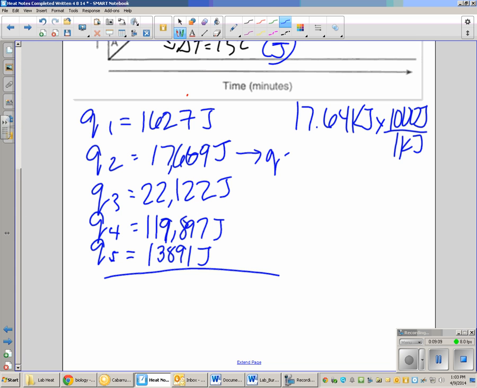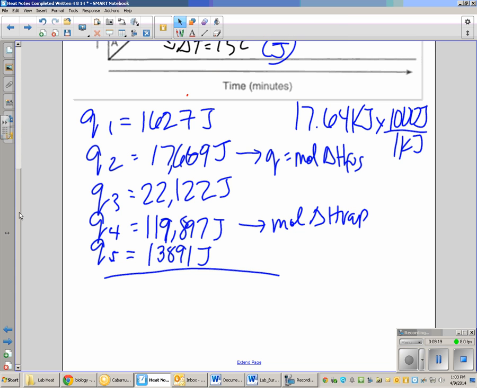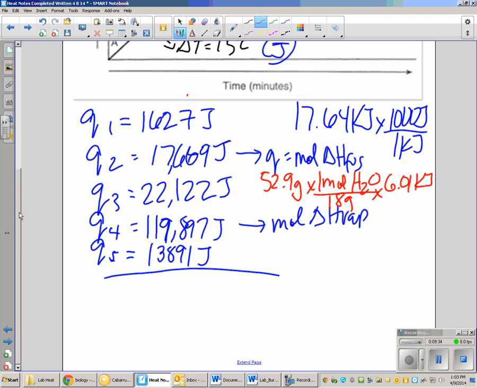You have to do Q is equal to moles of water times the delta H of fusion here. And this one is moles times delta H of vaporization. For the moles, though, you have to convert to moles first. You have to take your 52.9 grams of water times 1 mole of water, which is 18 grams. So that divided by 18. And then multiply by the H of fusion, 6.01 kilojoules per mole. So it requires you to go to kilojoules and then times it by 1,000 to convert. Same thing for this other one, except this is 40.7 kilojoules per mole.